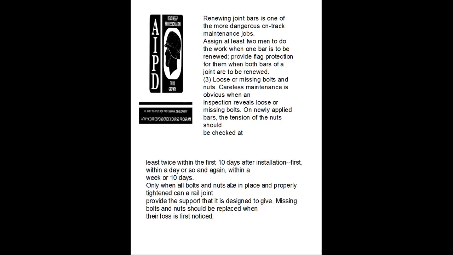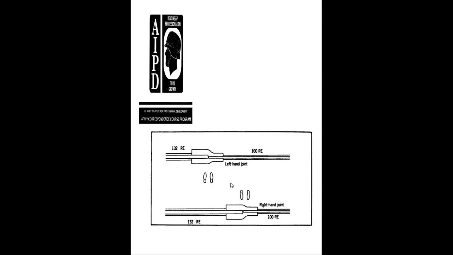Loose and missing bolts and nuts. Careless maintenance is obvious when inspection reveals loose or missing bolts. On newly applied bars, the tension of the nuts should be checked at least twice within the first 10 days after installation: first within the day, again within a week, and within 10 days. Only when all bolts and nuts are properly tightened can a rail joint provide a support that is designed to give. Missing bolts and nuts should be replaced when the loss is first noticed.